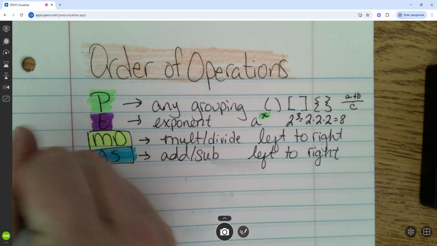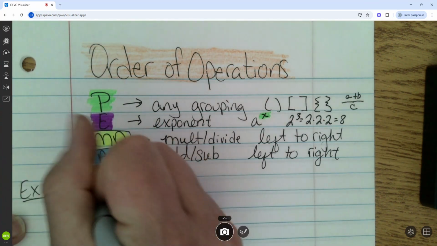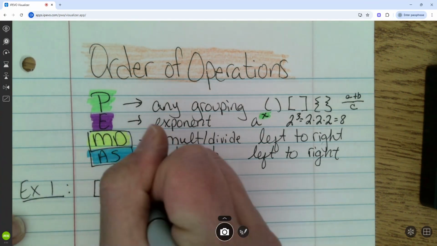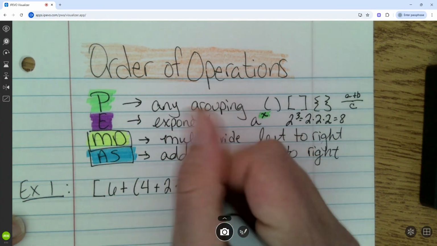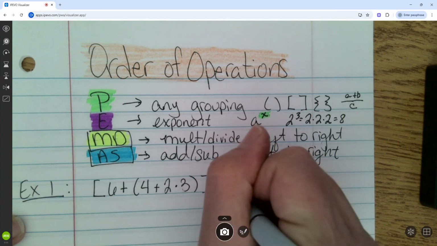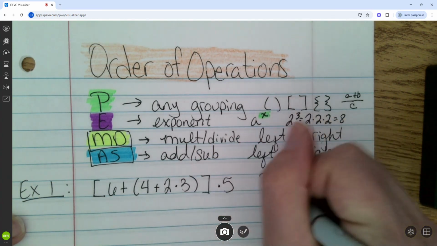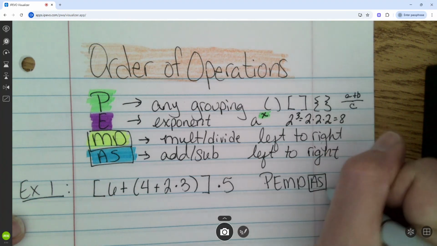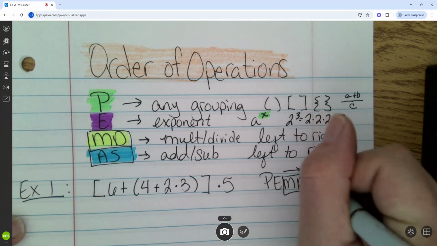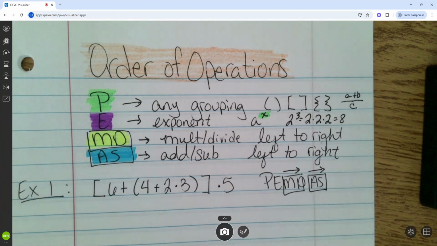So here we go. Let's practice some examples. I just tried to come up with as many examples as you might run across, let's say on your SAT or just in class in general. Every time I solve an expression, I write PEMDAS. And remember, the more you write it, the more you know it. So I always box my multiply or divide, add or subtract, and draw my arrows.